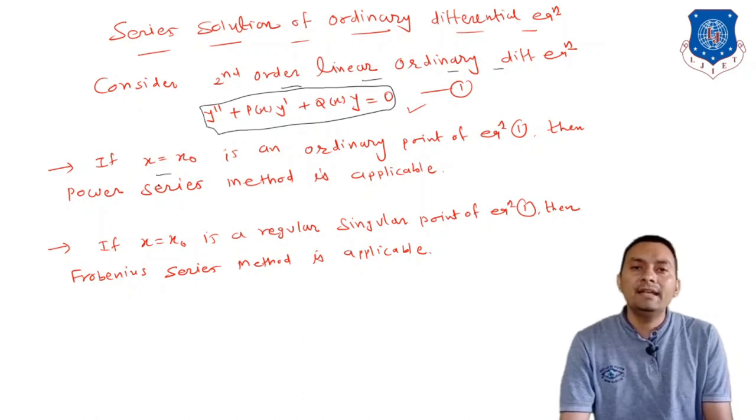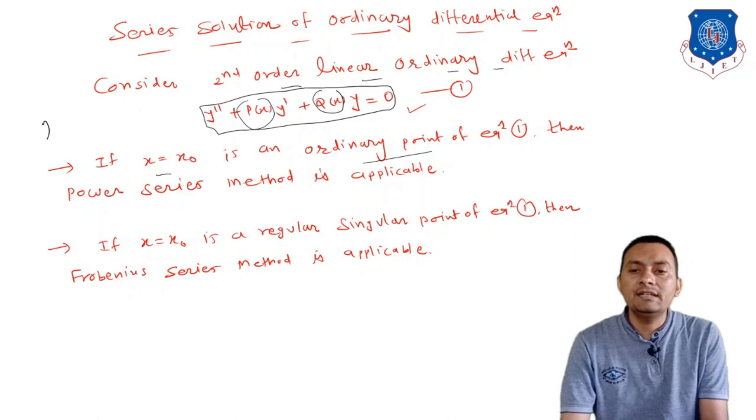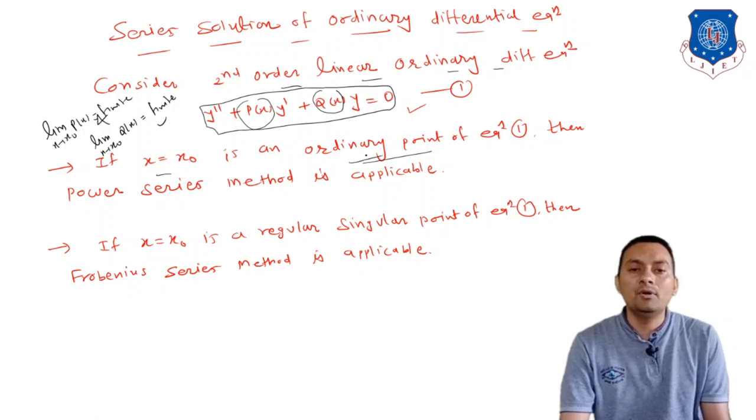Now, the point x = x0 is an ordinary point of equation 1 if the functions p(x) and q(x) have finite limits as x tends to x0. That is, limit x tends to x0 of p(x) and limit x tends to x0 of q(x), if both are finite quantities, then we can say that the point is an ordinary point of equation number 1, and hence the power series method is applicable.